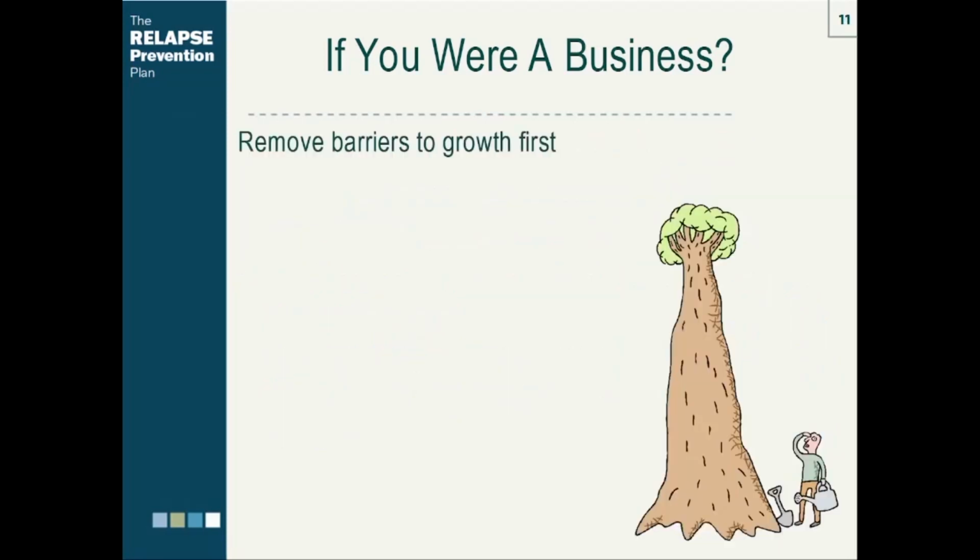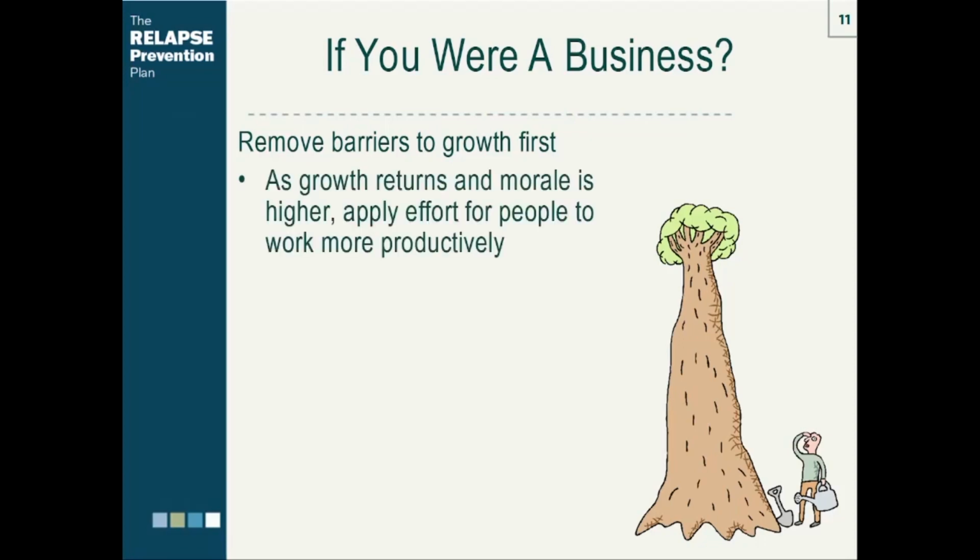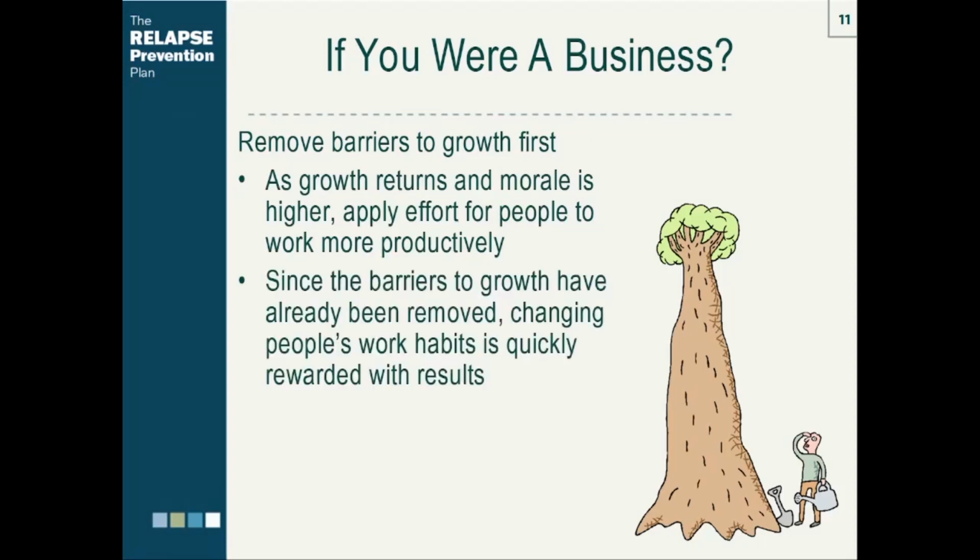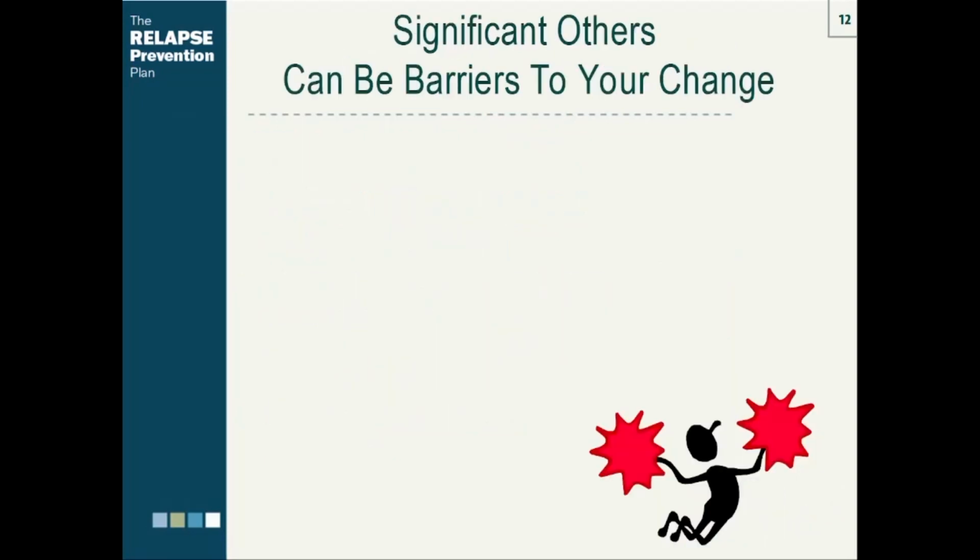So remove barriers to growth first. As growth returns and morale is higher, apply effort for people to work more productively. Since the barriers to growth have already been removed, changing people's work habits is quickly rewarded with results. And so a positive growth cycle is established.